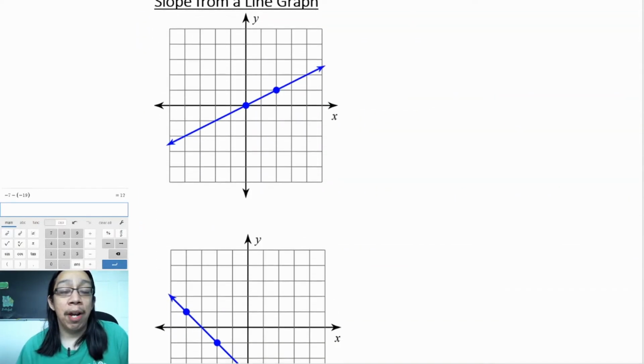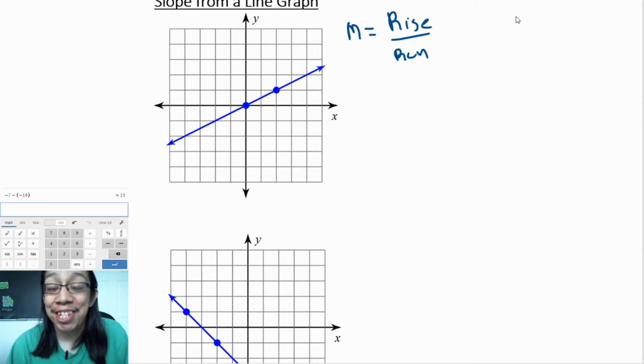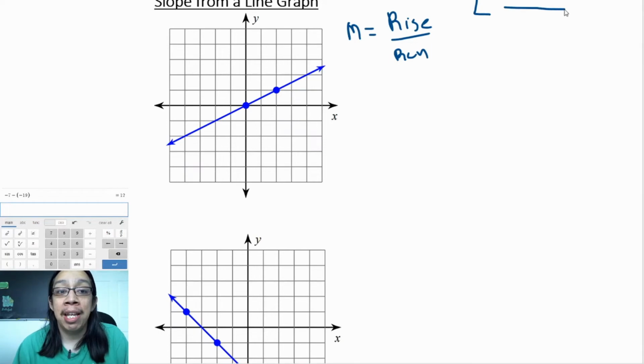So slope from a graph, what I'd like to use is the idea that m is rise over run. The slope is rise over run. The rate of change is rise over run. I always recommend that when you are looking for rise over run from a graph, you always start from the left point and you end up at the right point.